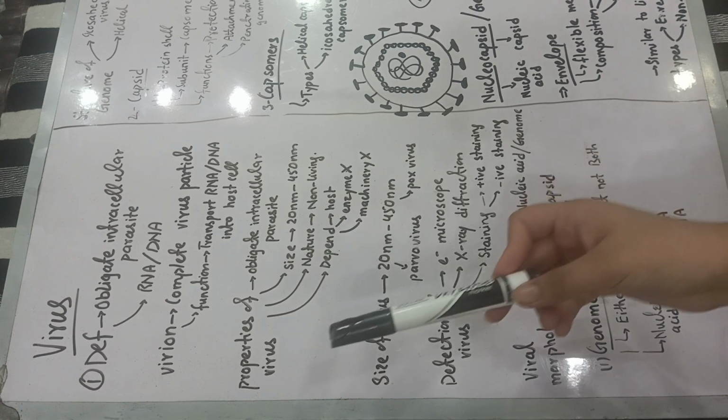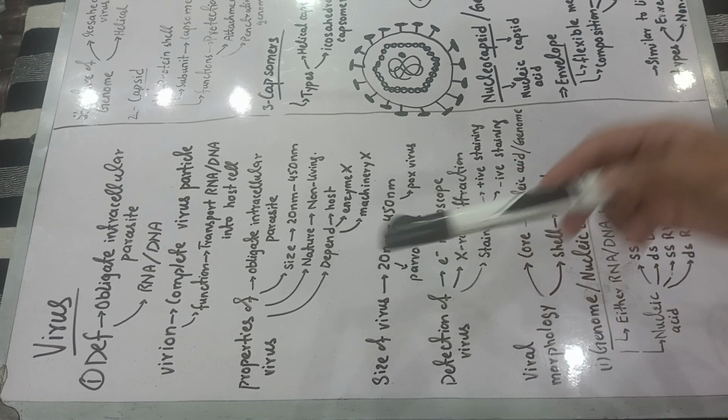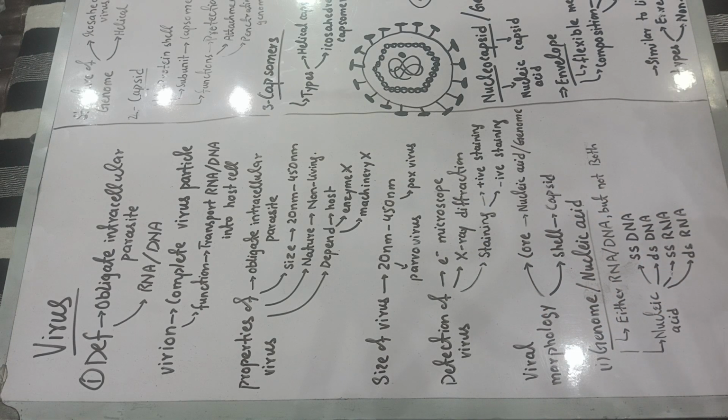So first of all, I have defined the virus to you that it is an obligate intracellular parasite. What is meant by intracellular parasite? It is a parasite, meaning it is preying on its host, and mostly its hosts can be animals, plants, and various kinds of bacteria. So it is penetrating into their cells and infecting them and causing a lot of diseases to them.